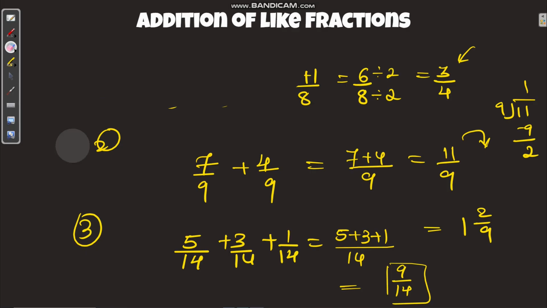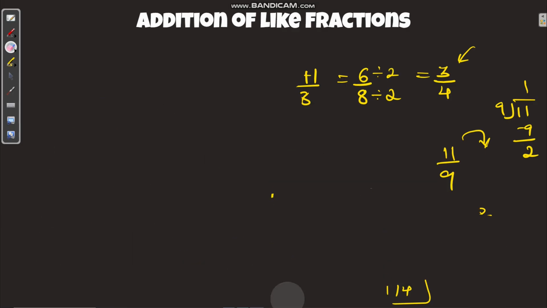So it does not matter whether you have two fractions, three fractions, four fractions. Okay, you just add the numerators and then try to reduce it, and then if you're not able to reduce it and if it's improper, convert it to a mixed fraction. Okay, now let's take a different type of fraction. Let's take a mixed fraction and let's add it.